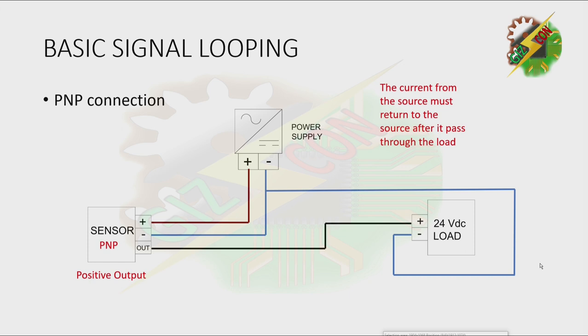Now let's try it with a PNP connection. This is the current used to energize the sensor. Now the sensor is activated. It will pull a voltage from our power supply, and it will use that voltage to send a signal to our load, and the load is now energized. Then the current will go back to the power supply. Okay, that's how it works.